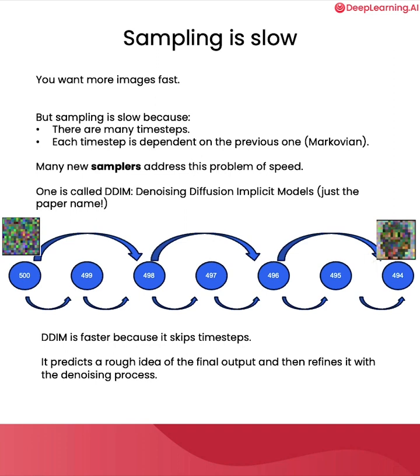Markov chains are only used for probabilistic processes, but DDIM actually removes all the randomness from this sampling process and is therefore deterministic. And what it does essentially is it predicts a rough sketch of the final output, and then it refines it with the denoising process.